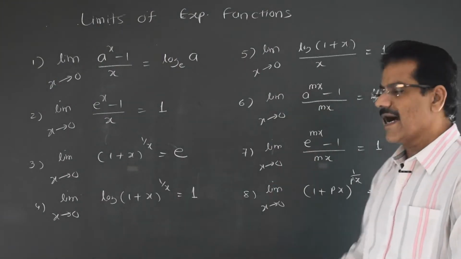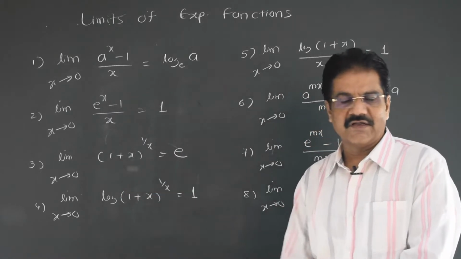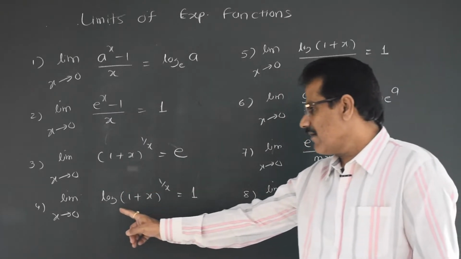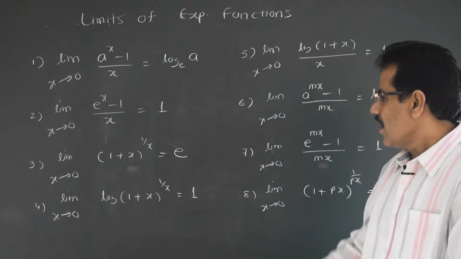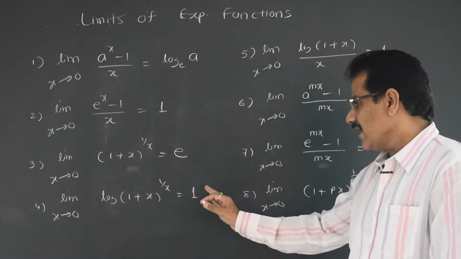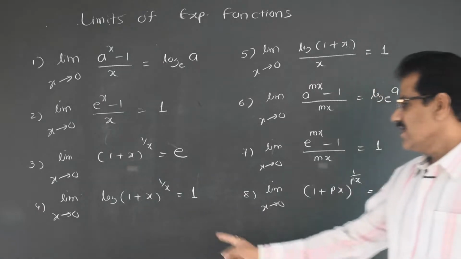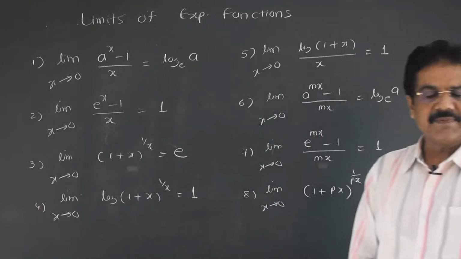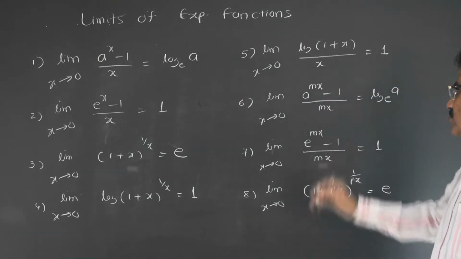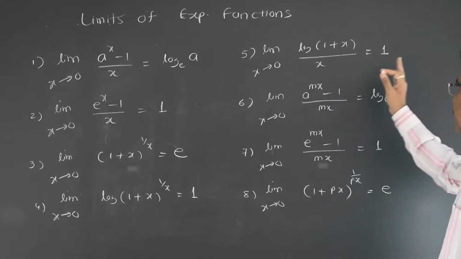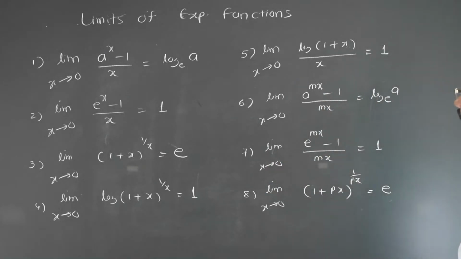Now the remaining formulas are applications of these. For example, if you take log on both sides for formula number 3, the LHS will have log of (1 plus x) bracket raised to 1 by x as x tends to 0, and it will be equal to log e, and log e can be written directly as 1. Now using laws of logarithm, this 1 by x can be shifted as a multiplier of log, and therefore the new formula we can write down is limit as x tends to 0, log of (1 plus x) whole upon x is equal to 1. In short, formula number 4 and 5 are one and the same.